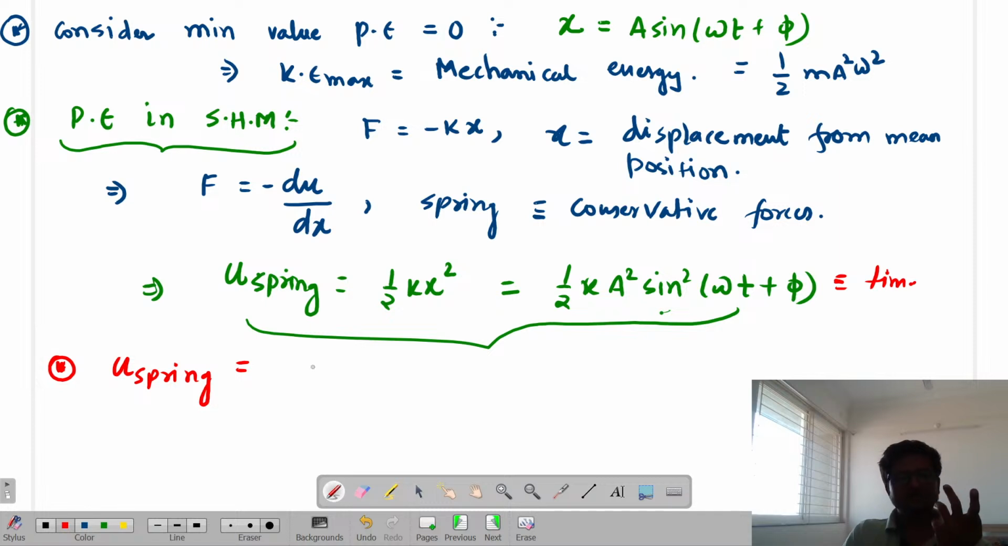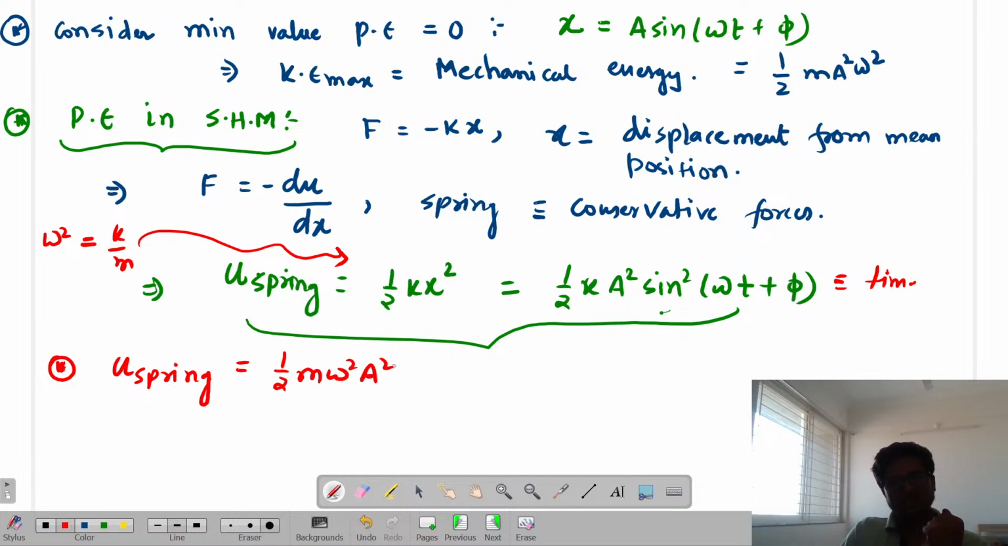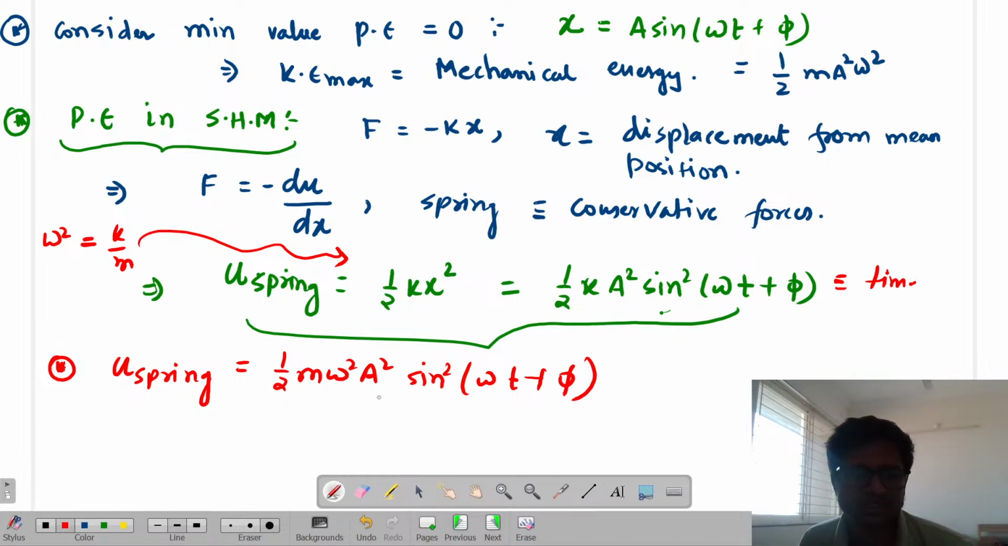You know that omega square is equal to k by m. Just replace it over here, isn't it? What you are going to get is half m omega square a square sine square omega t plus phi. That's once again in terms of omega and all. One is kx square, another one is omega, another one is time dependent.